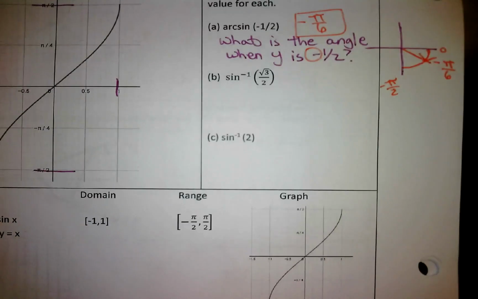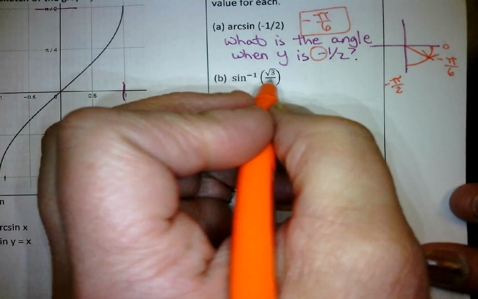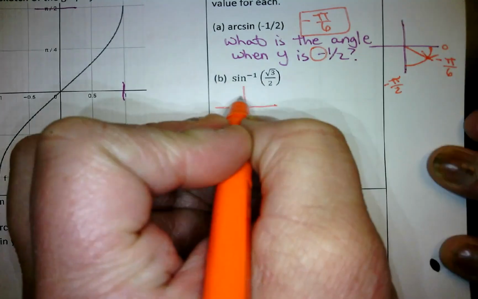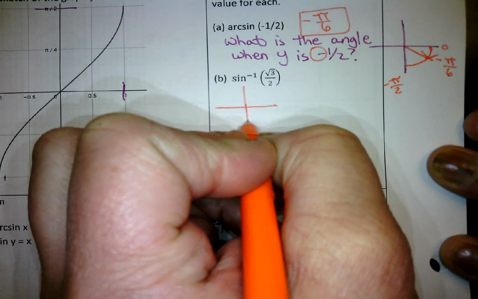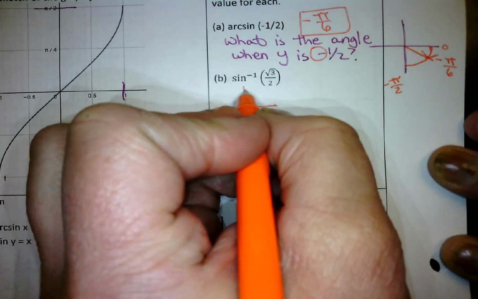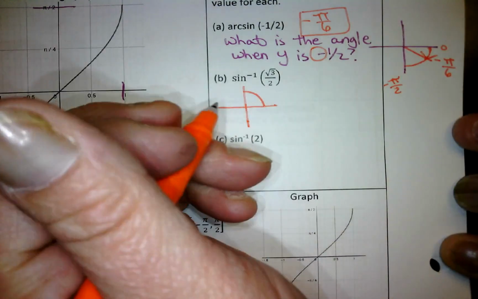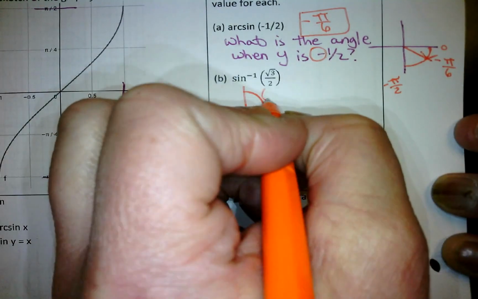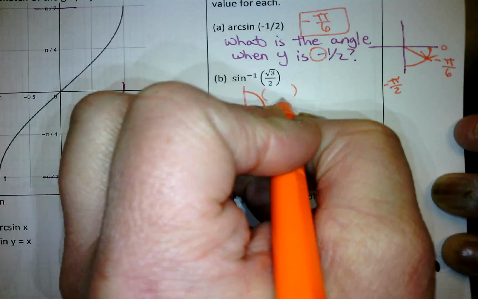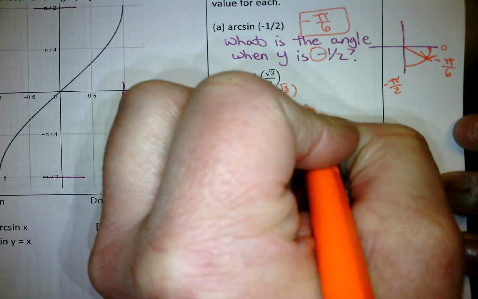Now let's take a look at inverse sine of root 3 over 2. The first thing I know is sine is positive. So for sine, I'm only going from here to here. If it's positive, my y value is positive there, and it's root 3 over 2. So where is my y value root 3 over 2? It's at pi over 3. So that's my answer.